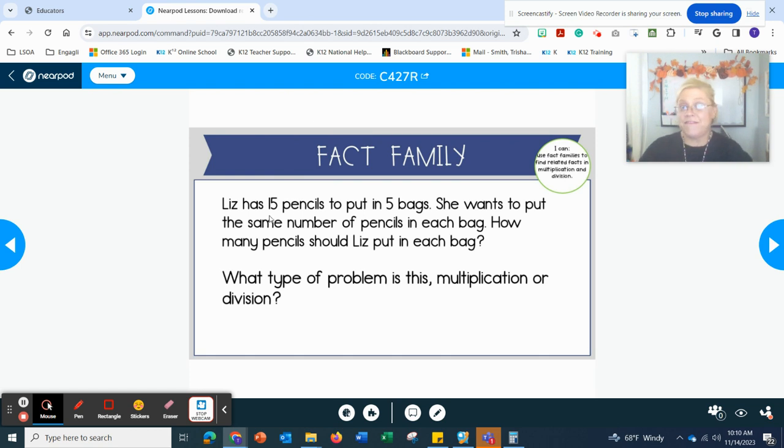Liz has 15 pencils to put in 5 bags. She wants to put the same number of pencils in each bag. How many pencils should Liz put in each bag? What type of problem is this? We know it is both because of the fact family, multiplication and division.